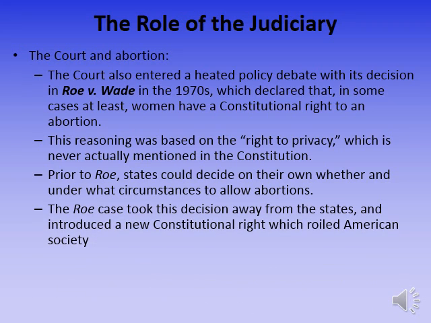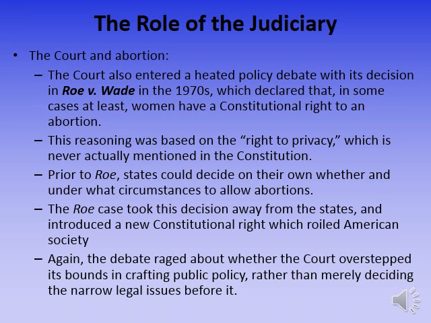But that Roe case took the decision away from the states and introduced a new constitutional right, and that really upset a lot of Americans because it's a very hot button issue. People get really emotional about that. And so again, there was a debate about whether the court overstepped its bounds in crafting public policy. Should that have been debated in Congress? Should the president have been able to weigh in on that, or is it appropriate for a bunch of judges who, again, never faced an election, never had to respond to the will of the people, making such a sweeping change to American public policy? Was that appropriate or not? So there's been a big debate about that.